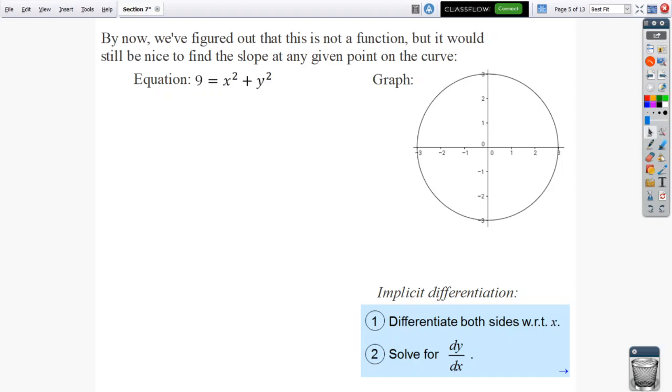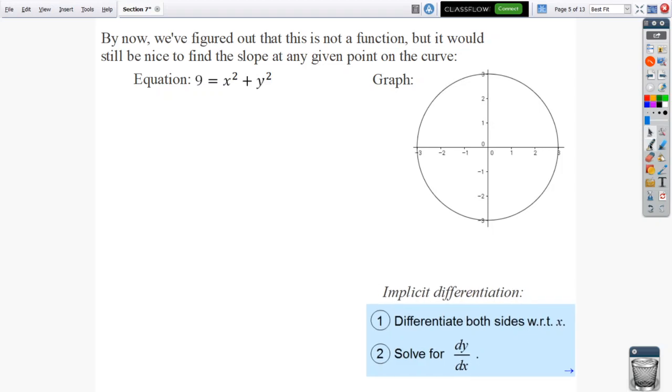So in order to be able to differentiate this relation, I should say, not function, in order to find the derivative of this relation, you will just differentiate throughout everything with respect to x. So that's down here where I see the direction, the strategy is to differentiate both sides WRT x. That means with respect to x.